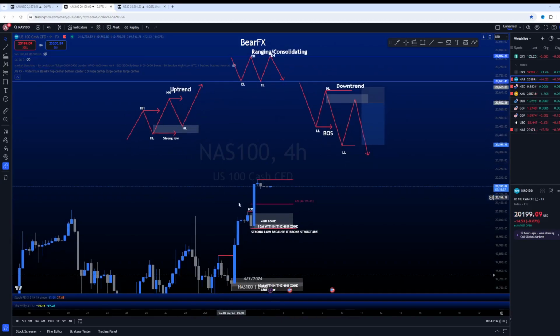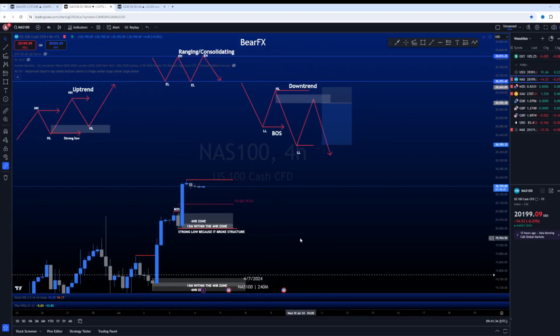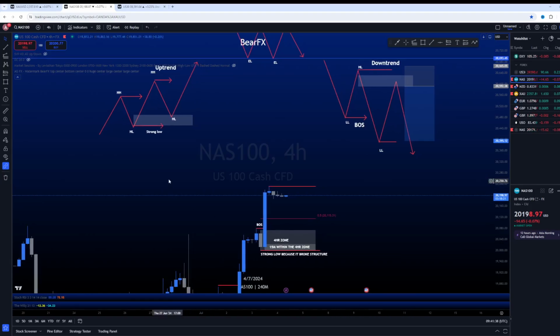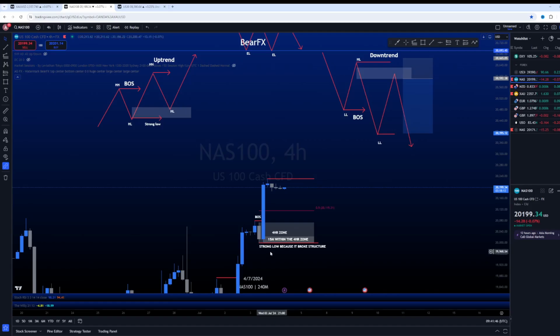So obviously we've got the uptrend here, and as explained on my chart on this one, we've got the break of structure here. So this is my break of structure. Okay, we've got the 4-hour zone. That's the 4-hour zone. Obviously, again, we'll break it down into the 15-minute strong low because it broke structure. So this is our strong low because it gave us a break of structure.